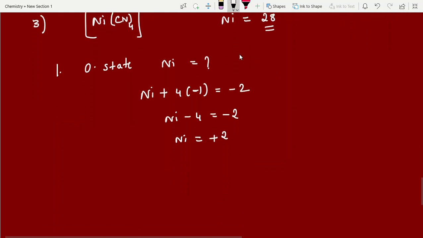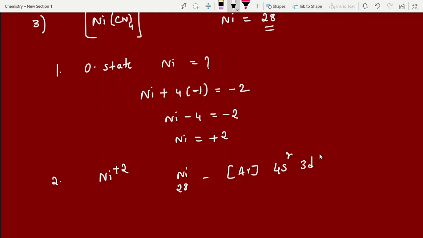Now what is the second step? Tell me. Yes, nickel plus 2 oxidation state. What is the nickel atomic number? 28. What is the electronic configuration? Argon 4s2 3d8. Here plus 2 means electrons are gone. What is the rest here? 3d8. Now the third step plays an important role.